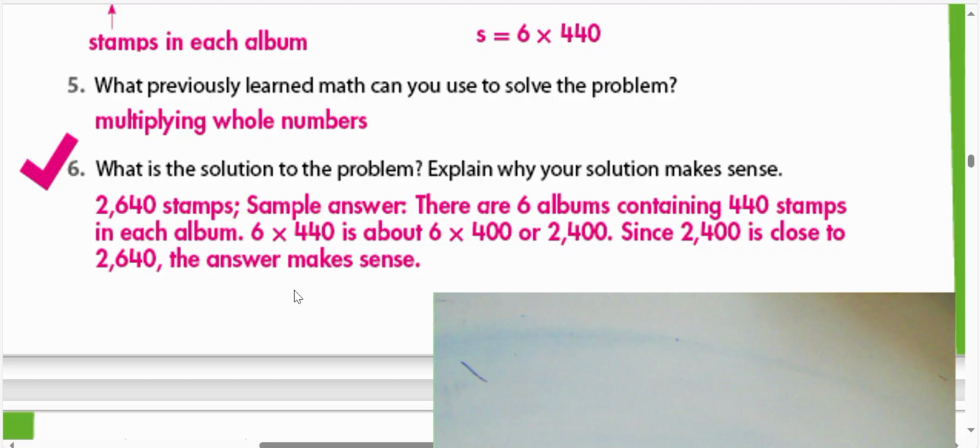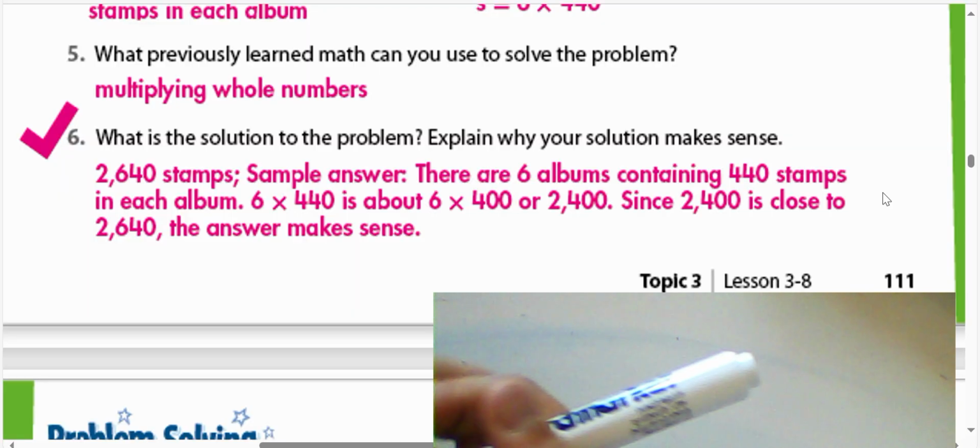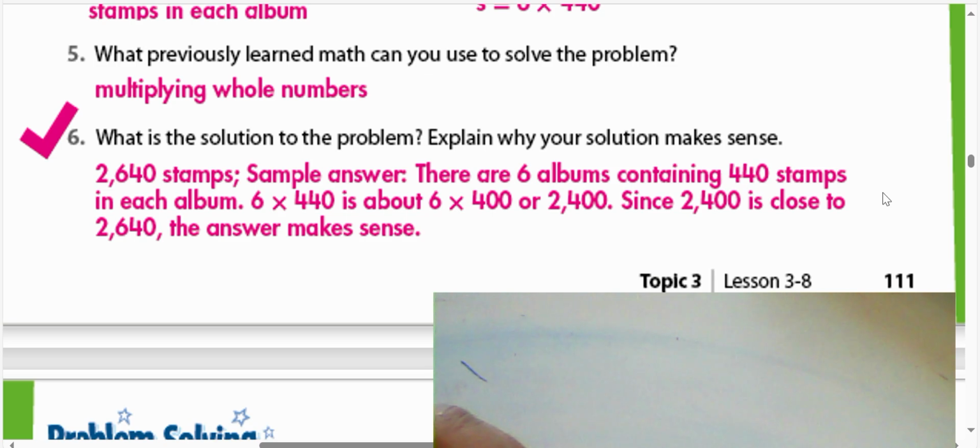From previously learned math, can you use a strategy for multiplying whole numbers? And what is the solution to the problem, and explain how your solution makes sense. Answer: 2640 stamps. The simple answer: there are 6 albums, each containing 440 stamps. 6 multiplied by 440 is about 6 times 400 or 2400. Since 2400 is close to 2640, the answer makes sense.